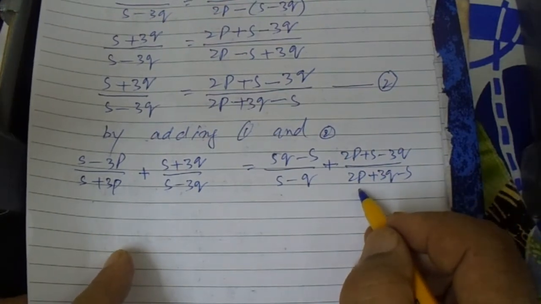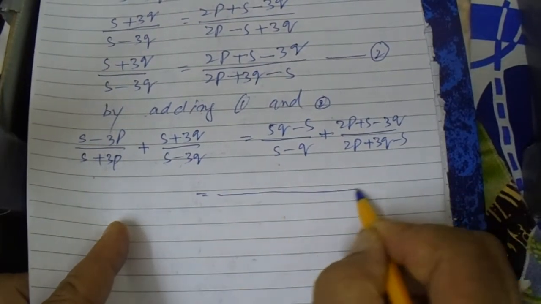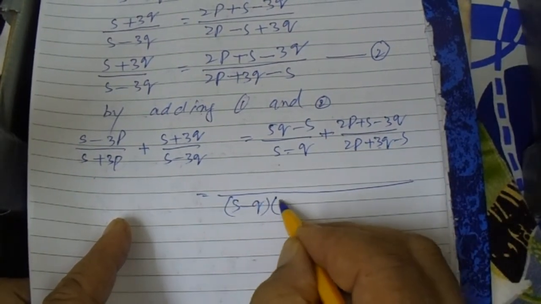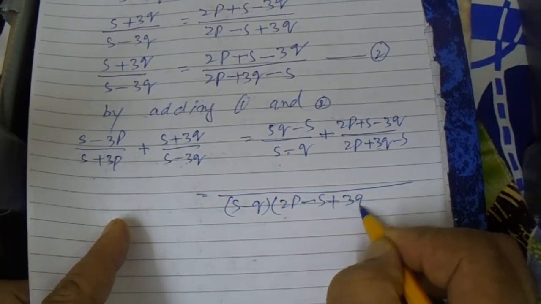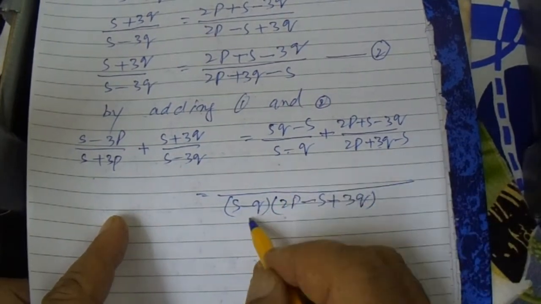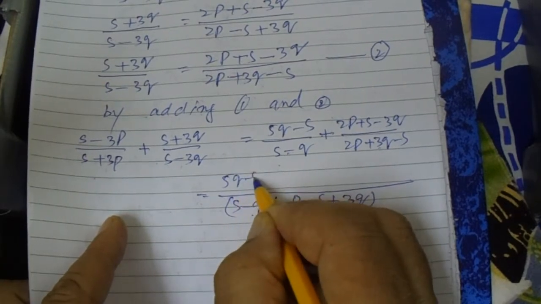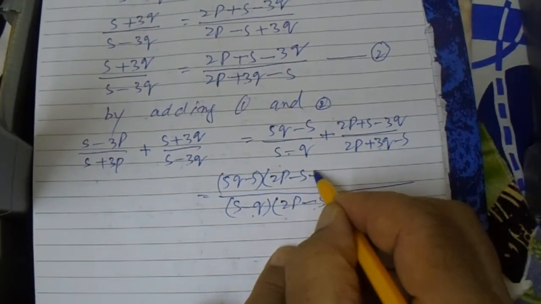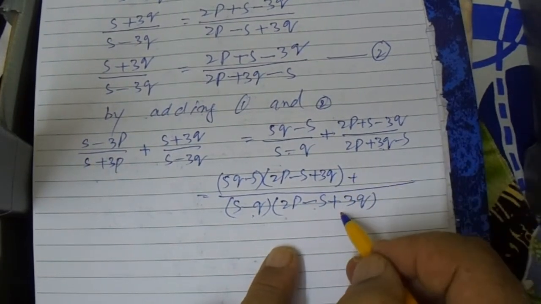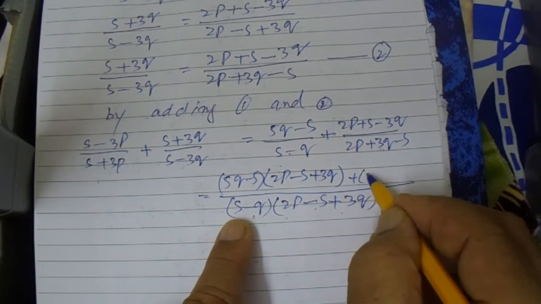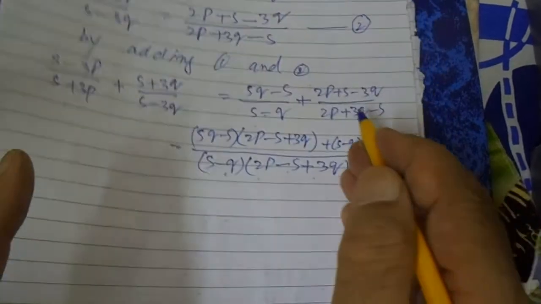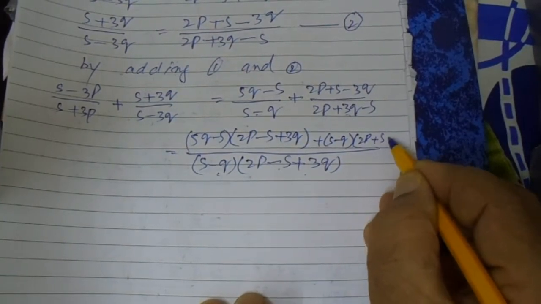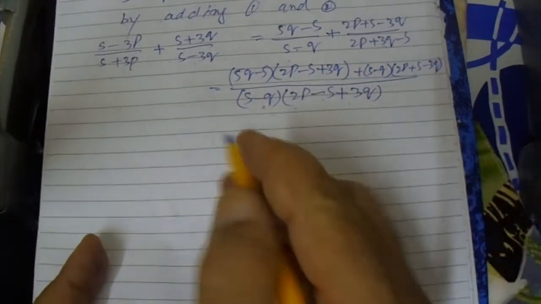Now 2p minus s, now we take the LCM of this, and to find this, s minus q and 2p minus s plus 3q, we write first and bar this under, this divided by this and multiply this, 5q minus s multiplied by this, 2p minus s plus 3q, now plus this divided by this and this multiplied by this, s minus q, and we write this 2p plus s minus 3q, we write.